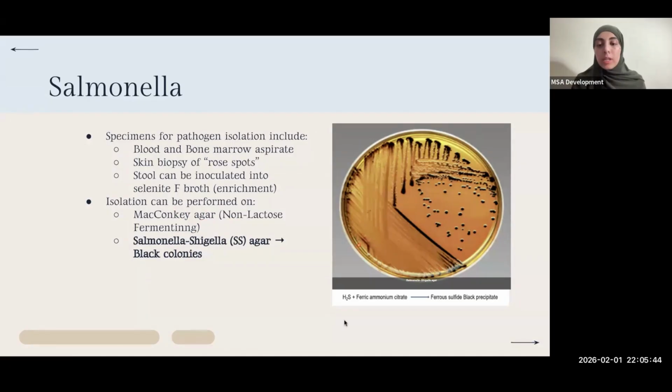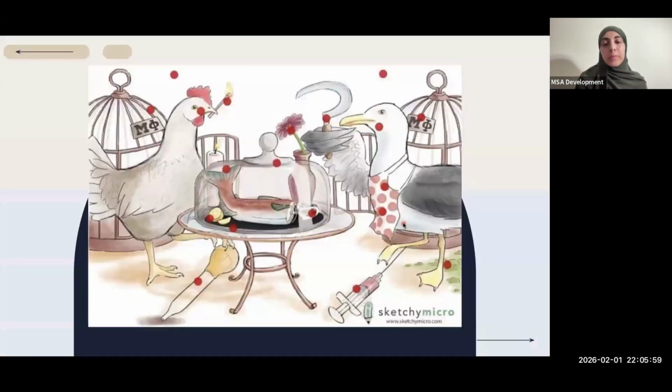Why is that? Because you have hydrogen sulfide, H2S, and basically it will react to form ferrous sulfide, and this ferrous sulfide is what gives the agar the black color. So which one is black on the agar? Salmonella. Okay, back to the Sketchy.